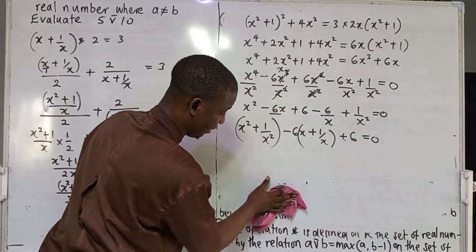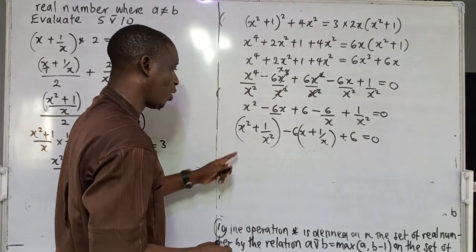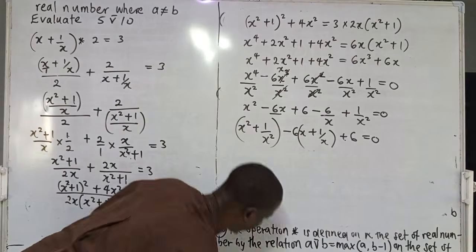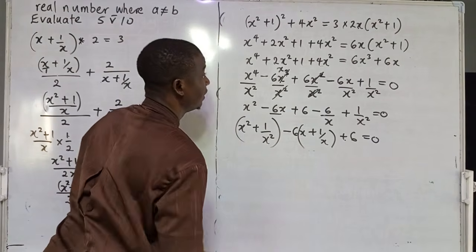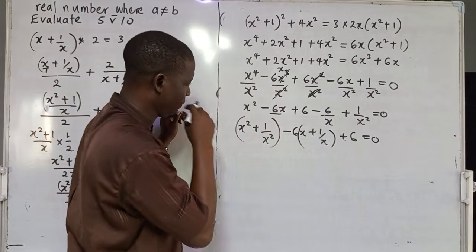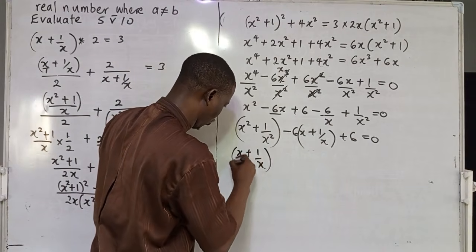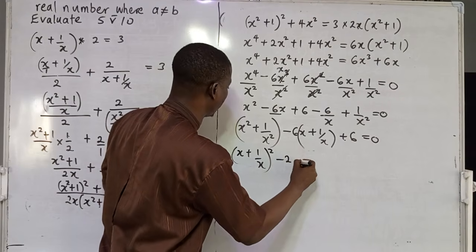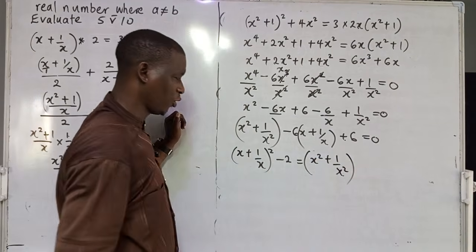Now, let me clean this side, we have taken the question already, so that we can have more space. Don't worry, I will write this question 10 again. I will solve that question 10 so that we can have enough space. Now, having gotten there, don't forget that X plus 1 over X all squared minus 2 is equal to X squared plus 1 over X squared. Please take note of that.